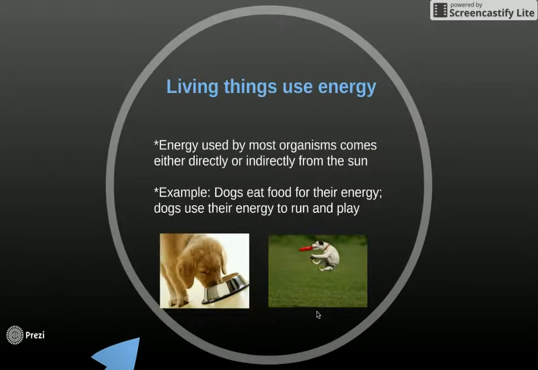Living things also use energy. Energy used by most organisms comes either directly or indirectly from the sun. We'll talk about that when we talk about how photosynthesis is used for plants to make food, and then we eat those plants. So that's how our energy comes indirectly from the sun. So like I said, dogs will eat food for their energy, and then they use their energy to run and play.